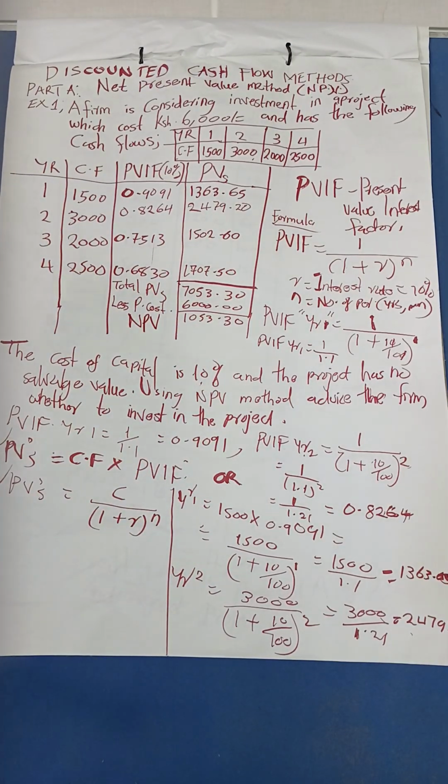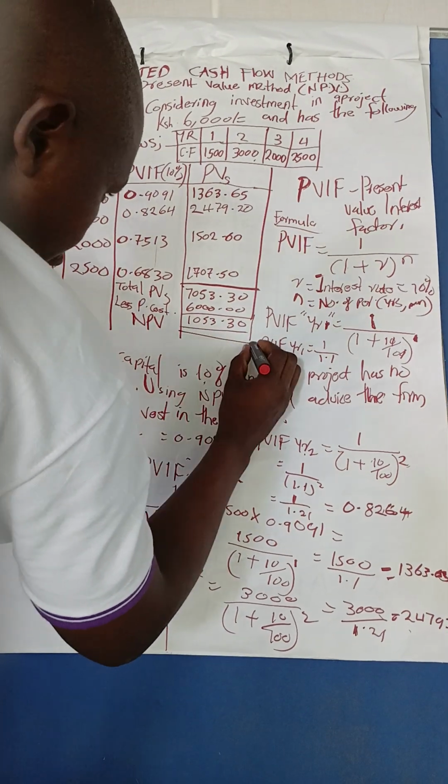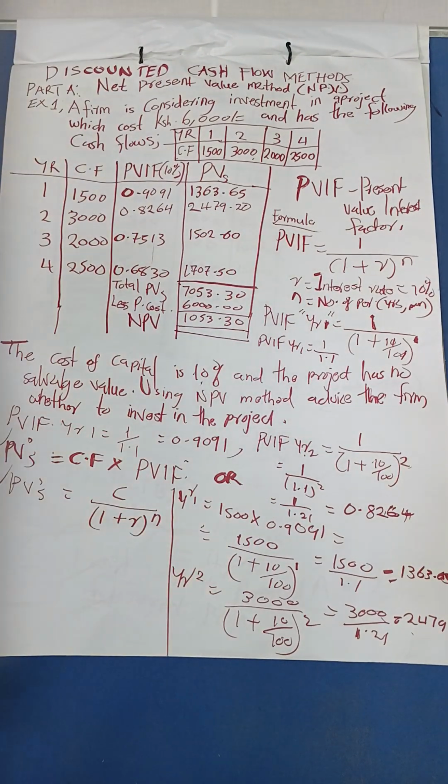Net present value. That is our net present value. Good. Now, after you get your net present value, this is now the answer we wanted at the end of this. But now we have to do the interpretation. How do you know that you want to invest in this project?